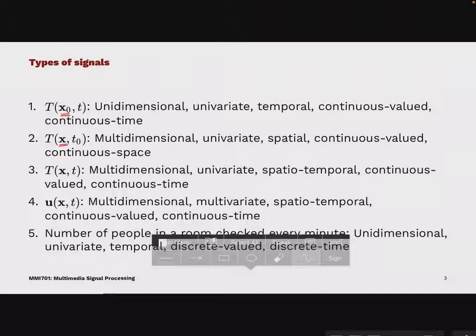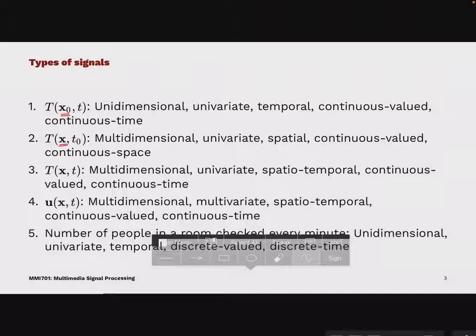Then if we measure temperature at all points within the room at all times, we have a multidimensional signal because we are measuring at every point. It's still univariate because it's still temperature only. It is now spatiotemporal because we're measuring in space, but we're measuring a temporal signal. It is continuous valued still. Our ideal thermometer can give us infinite precision readings. And it's continuous time, so we can measure at all times.